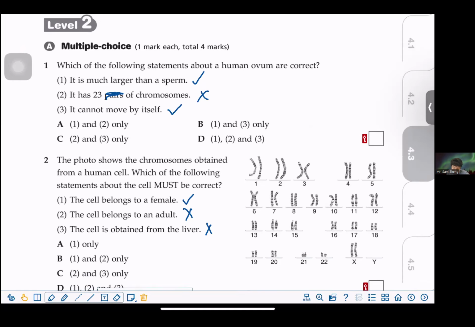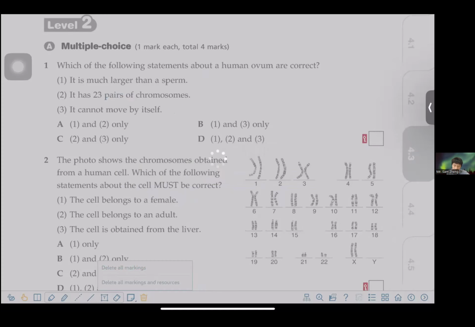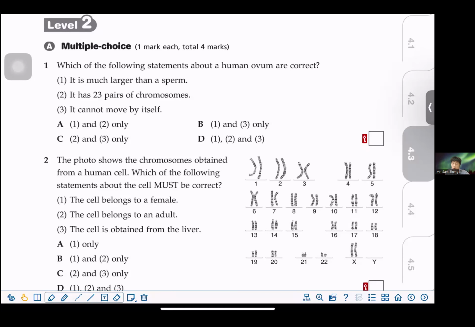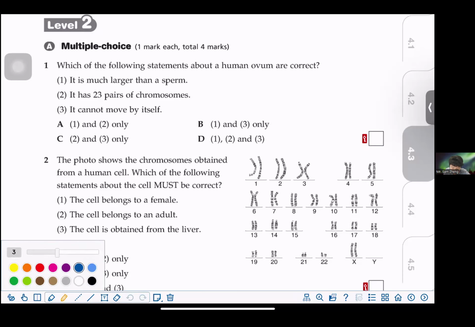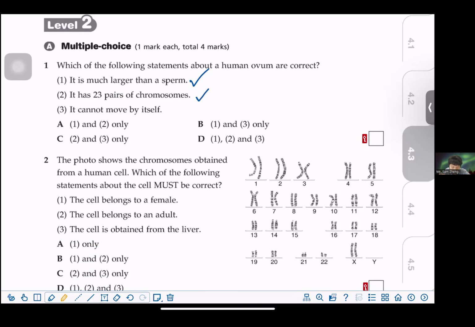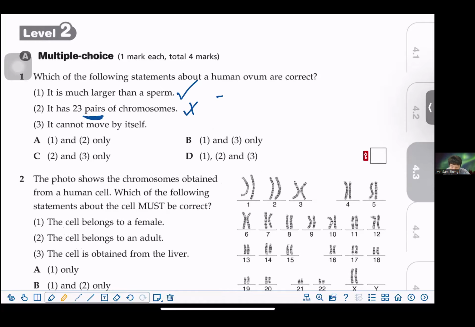Next, we can see here the statements about the human ovum that are correct. So in this case, there are quite a number of things that we need to know. So now let us quickly have a look. For the ovum, it is much larger than a sperm. Yes, it is correct. Next, it has 23 pairs of chromosomes. It is not correct. Why? Because 23 pairs means that there is a total of 46 chromosomes.